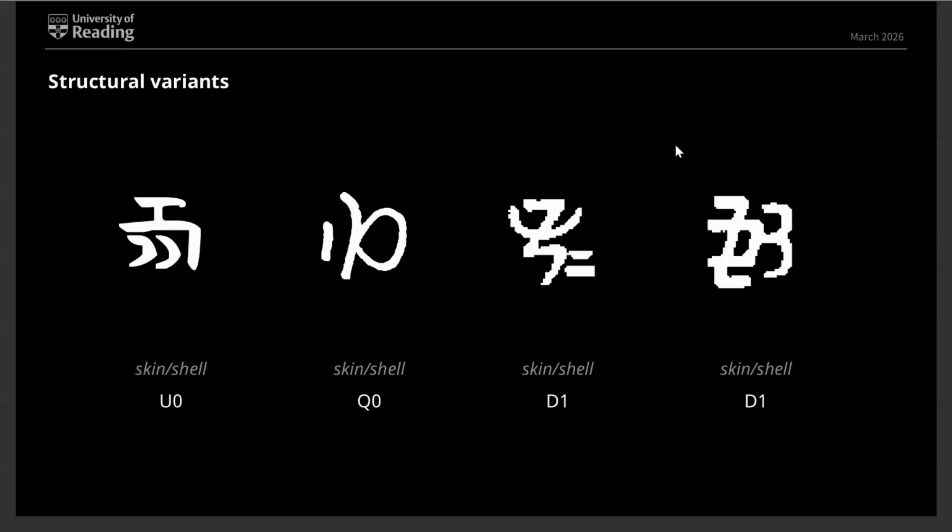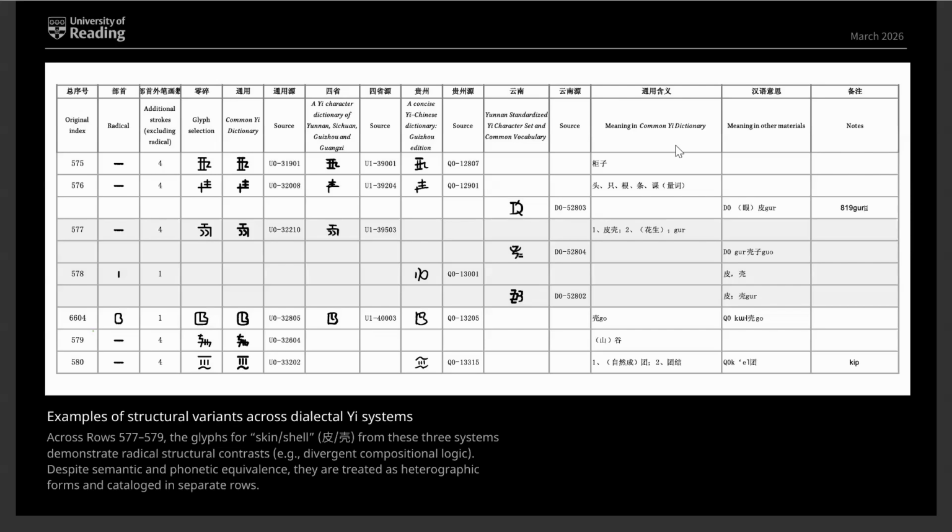This is an example of structural variants. Here, the form for skin or shape from U0, Q0, and D0 differ much more strongly in structure. Even though the meaning is the same, they are treated as heterographic forms and placed in separate rows. As we can see here, the structural variants highlighted in light gray are placed in different rows. I think it's not clear here yet, but I think it should be like this.